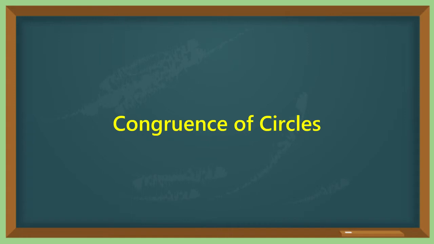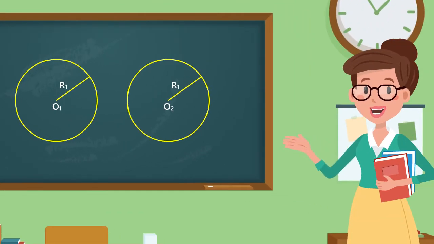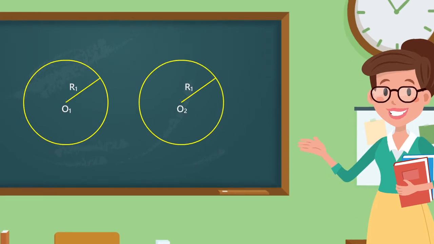Congruence of circles. We know that all the circles have the same shape. The radius of a circle determines the size of the circle. Let us consider 2 circles with centers O1 and O2 and let the radius of both the circles be R1. Trace the circle with center O1 and superpose it on the circle with center O2 such that the 2 centers O1 and O2 coincide. We can see that if 2 circles have the same radius, then they are congruent. Conversely, if 2 circles are congruent, then the lengths of their radii are the same.